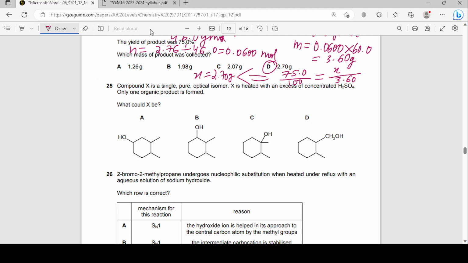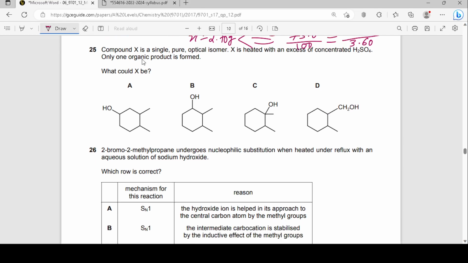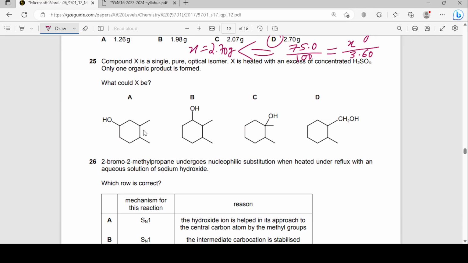Okay, X is heated with an excess of concentrated H2SO4. So that means, you see OH here, so if you're heating it with excess concentrated H2SO4, it's basically dehydration of alcohol, or elimination of water. Now, only one organic product is formed. Now, what could X be?